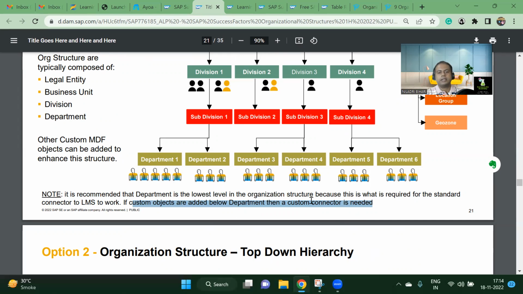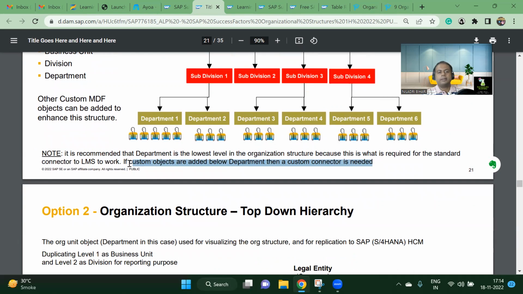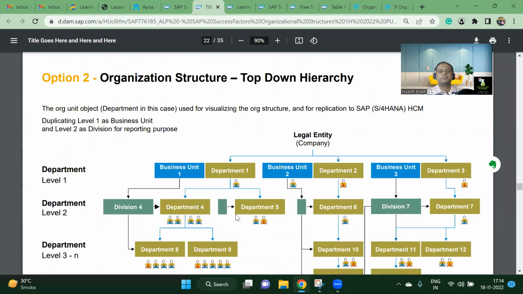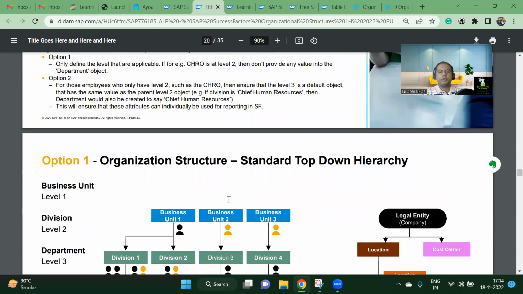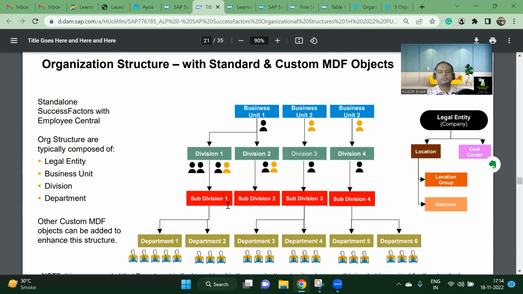That is the understanding, because in the standard, the lowest level will always be a department: legal entity, business unit, division, department. But if you have levels below that as well, then you have to be careful. So you cannot ignore this note section. Otherwise, at a later point of time, if you are implementing LMS, you will find some difficulties. So this is one type of structure we talked about, the standard top-down hierarchy.